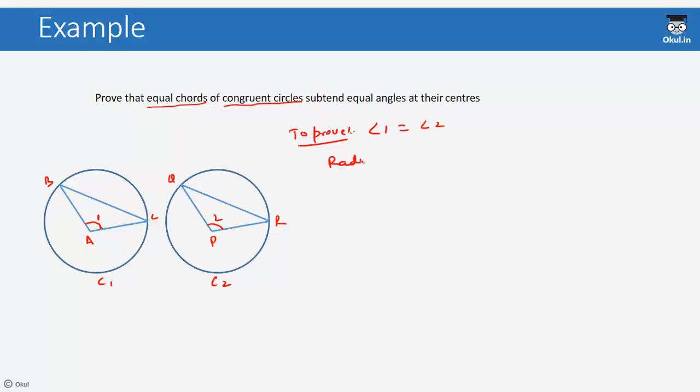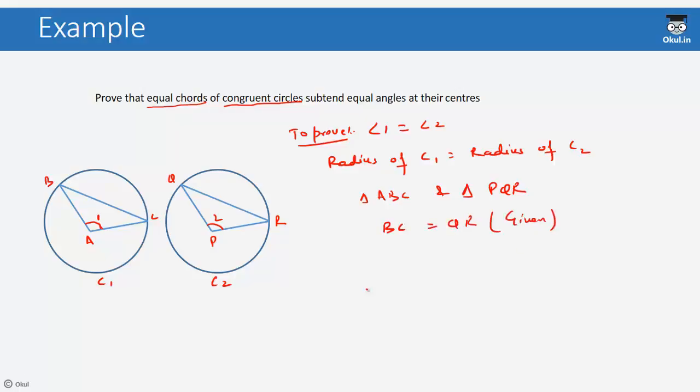So we can say that the radius of C1 has to be equal to the radius of circle C2, that is, they are completely overlapping each other. So definitely the radius has to be equal. Let us take these two triangles in order to prove this, that is, triangle ABC and triangle PQR. In these two triangles, we can say that BC is equal to QR. This is already given to us, that is, we have been given that the chords of these circles are equal. So BC is equal to QR.